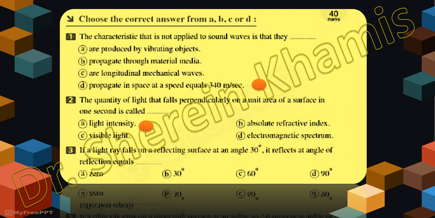Okay, let's go into question 3. If a light ray falls on a reflecting surface at an angle of 30 degrees, okay, the angle of incidence equals 30, so it is reflected at an angle of reflection equal to what? Equal also to 30. So the angle of incidence equals the angle of reflection, the same number, 30 degrees.